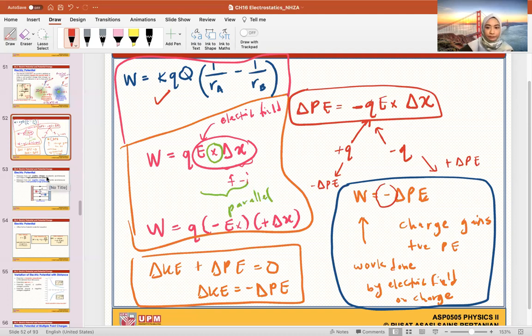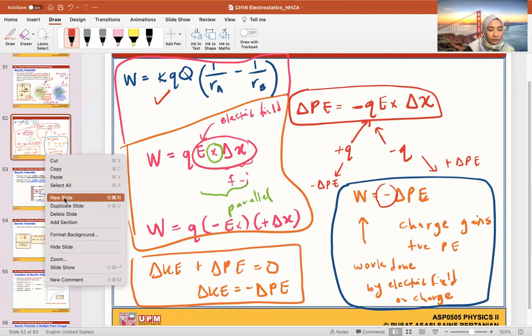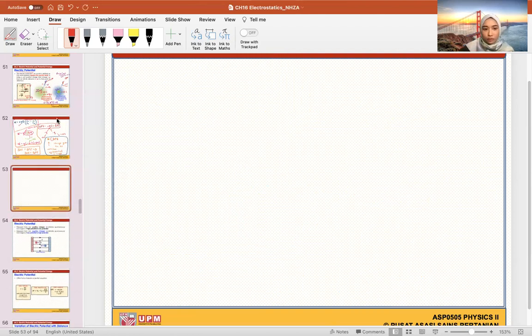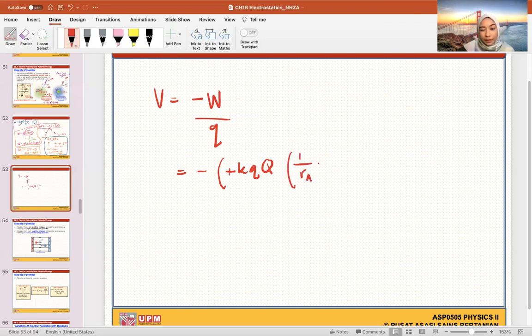V. Okay, one more. New slide. So V is the negative of the work done to bring a charge from infinity to point R, over a unit charge. And then we know W is equal to minus kQq. Is it minus? No, positive. (1 over RA minus 1 over RB). This was the equation that Afika mentioned, over q.